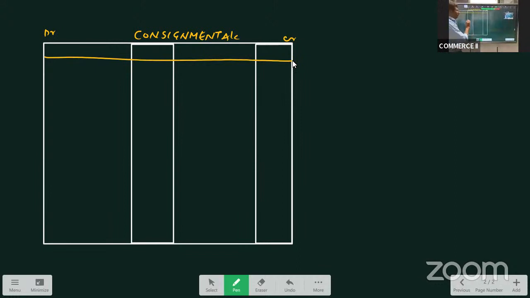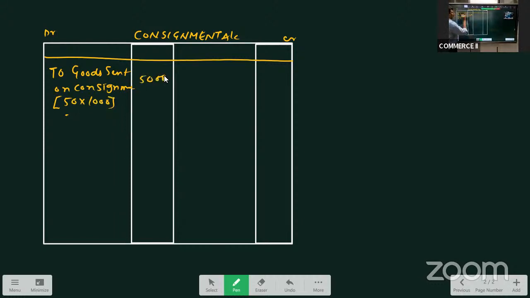Right? So when it is a case of invoice price, what does the consignor do? Consignor will first debit consignment account to goods sent on consignment. To goods sent on consignment, he will first show it at invoice price. Right? What is the cost price? Given in the question, 800. What is the invoice price? 1,000. So first, he will debit consignment account with invoice price. Okay, this is the invoice price.